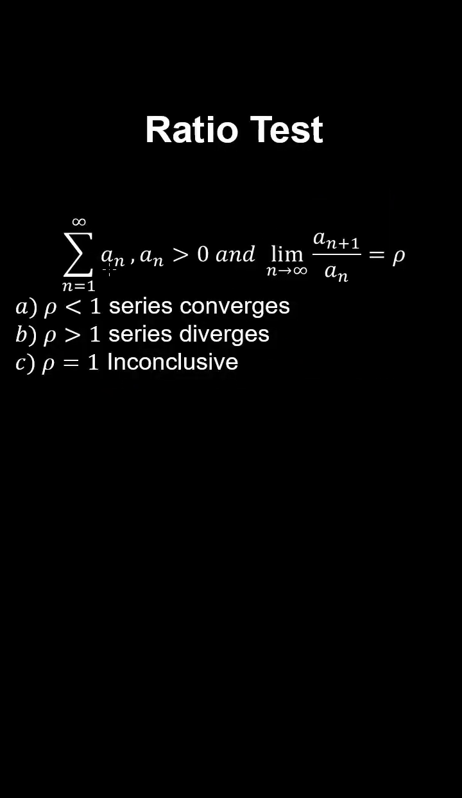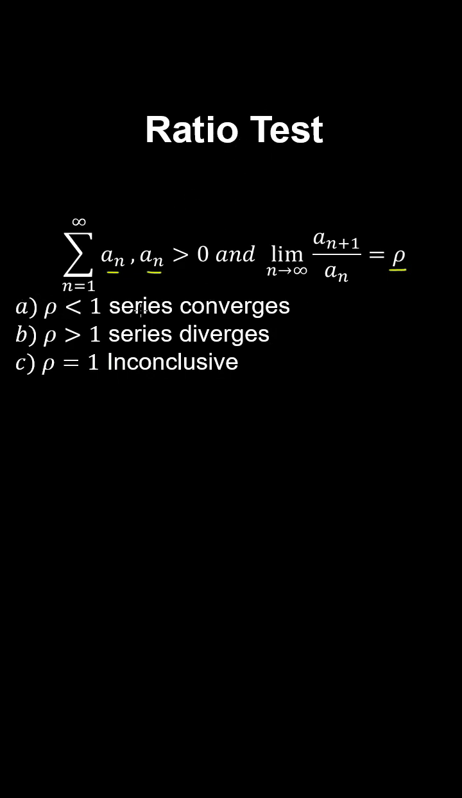The ratio test is useful when the terms in the series contain expressions of factorials of n, or expressions raised to a power involving n. Given an infinite series A, where all the terms are positive, and the limit of the ratio of the next term in the series to the current term in the series as n approaches infinity is equal to rho, then the ratio test has 3 rules.